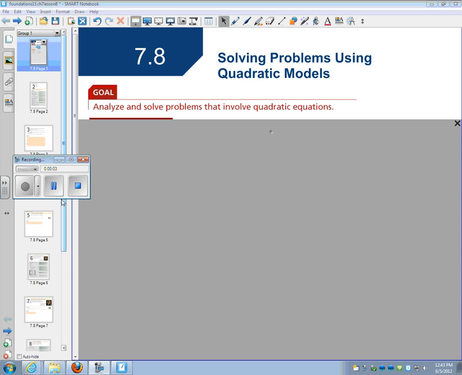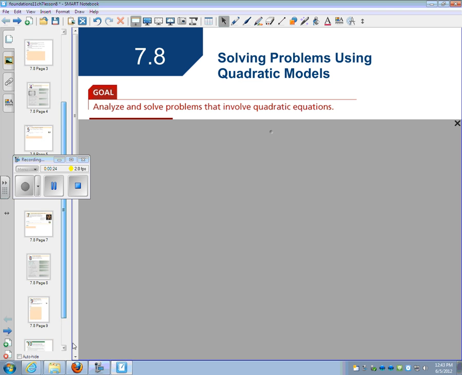Section 7.8, solving problems using quadratic models. So now that we've learned all the different strategies to solve quadratic equations, whether that's factoring, graphing, or the quadratic formula, now we're going to use problems. So we're going to have to take word problems and change them into mathematical language, okay?